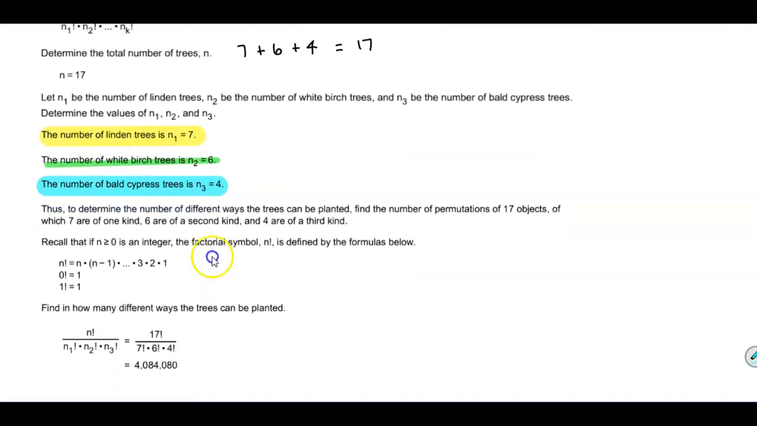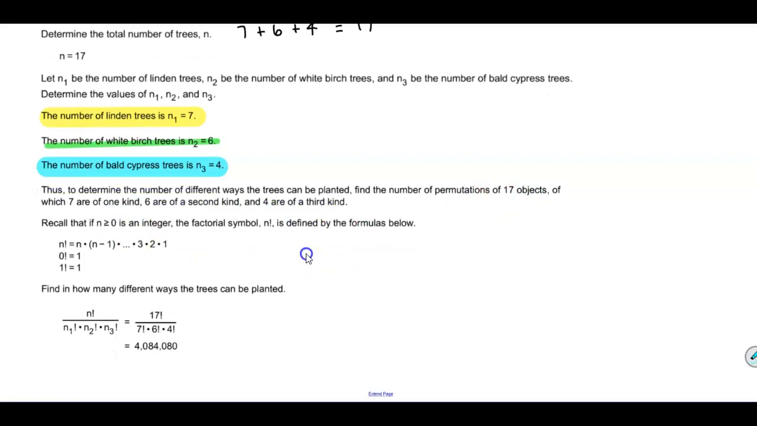Therefore, to determine the number of different ways the trees can be planted, we're going to find the number of permutations of the 17 objects, of which 7 are of one kind, 6 are of the second kind, and 4 are of the third kind. Using our formula, we have 17 factorial divided by 7 factorial times 6 factorial times 4 factorial, and that gives us the result of 4,084,080.